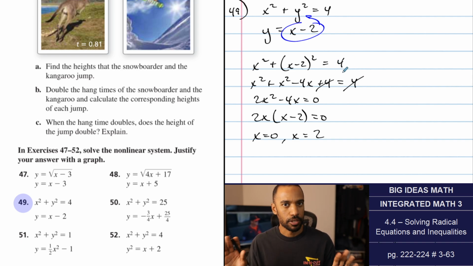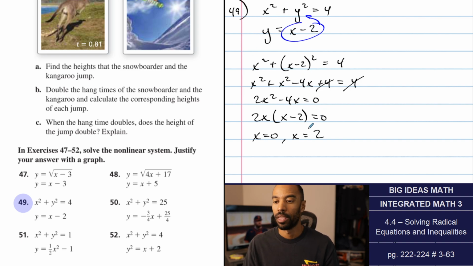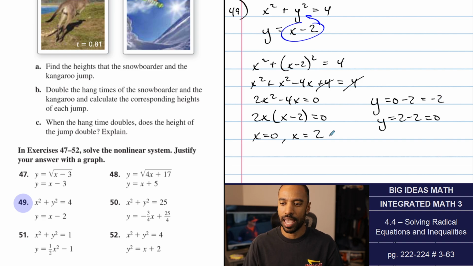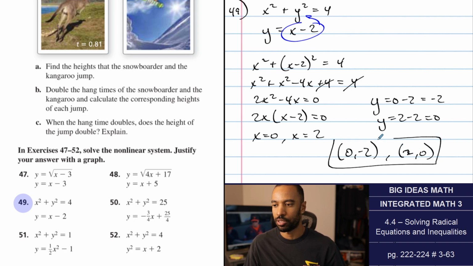Now, neither is going to be extraneous, right? I didn't square something that wasn't originally squared in the original equations. These should both work out when we substitute them in. So I'm going to plug them into the bottom equation. Y equals 0 minus 2, which is negative 2, and y equals 2 minus 2, which is 0. So when you plug in 0 for x, you get negative 2 for y. And when you plug in 2 for x, you get 0 for y. Did I not say these would be the answers?